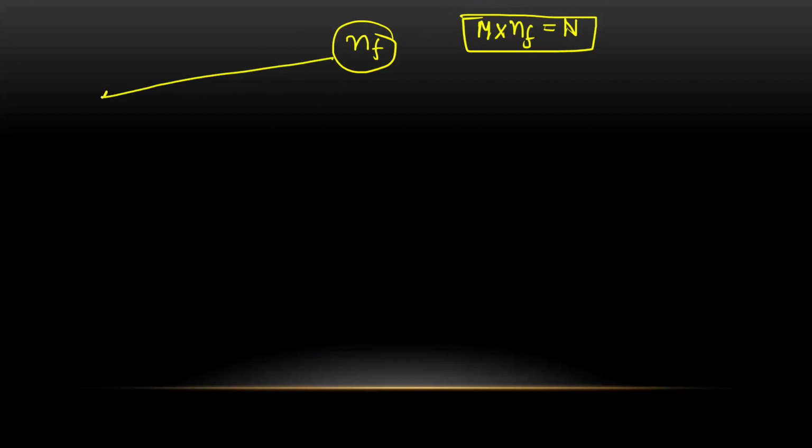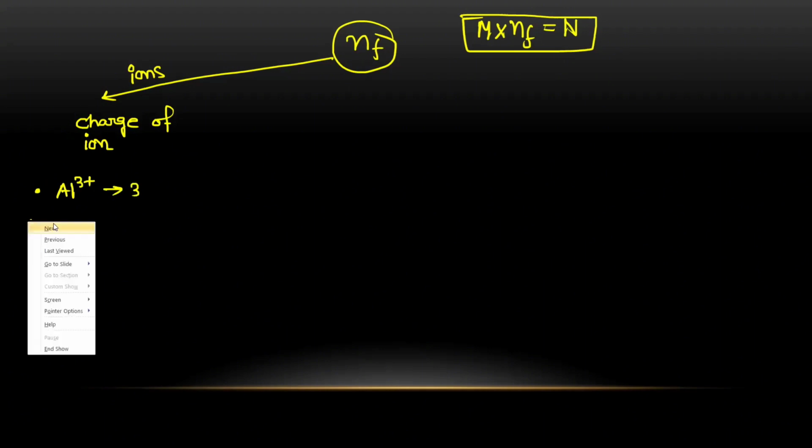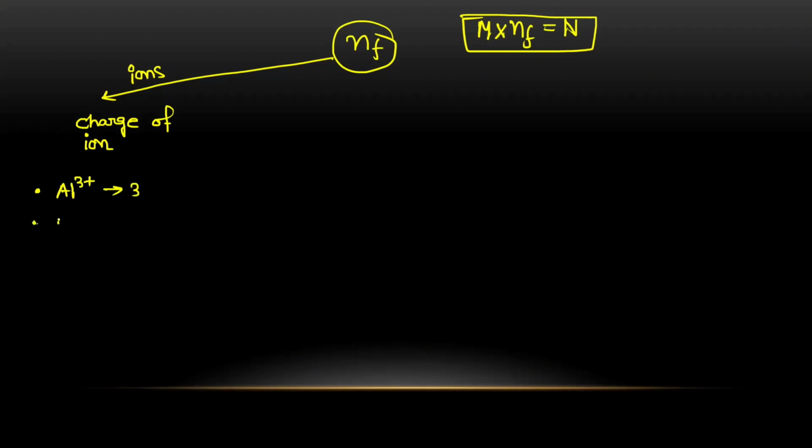First case I am teaching you is for ions. If you are given any ion, the n factor will be simply the charge of the ion. Charge of ion will be n factor. For example, Al3+, n factor will be 3. For example, Cl minus, n factor will be 2.